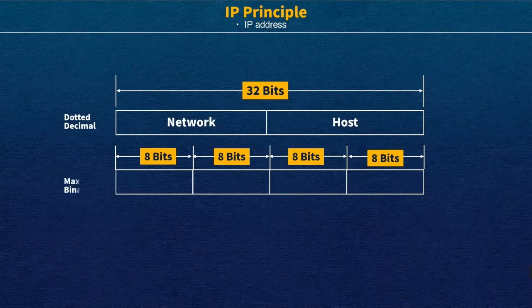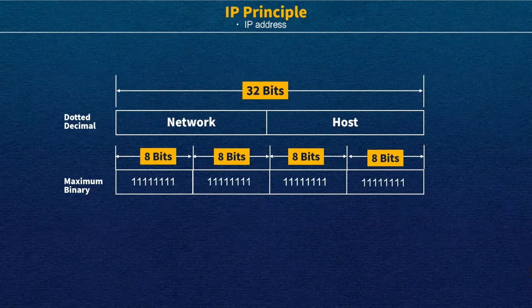About the binary, the maximal value means each bit becomes 1. Binary means the value is 0 or 1. And the maximal means all 32 bits become 1. So how to calculate from binary to decimal? There is a formula. Let's see the detail.